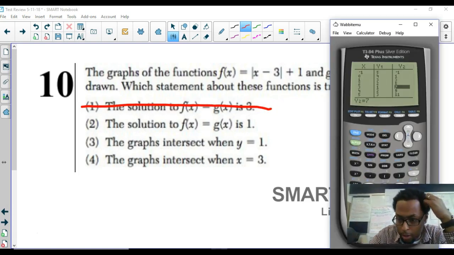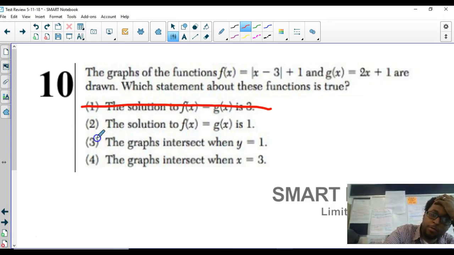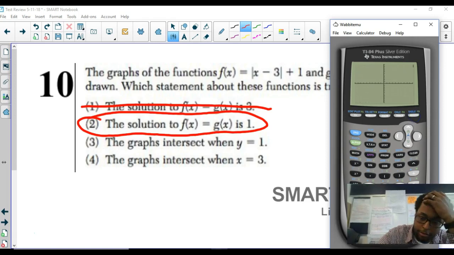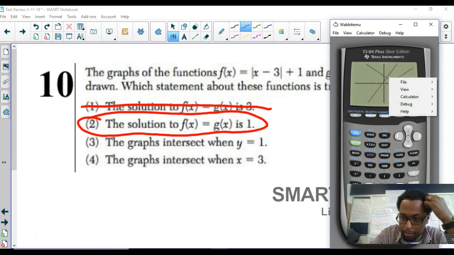Choice 2, solution is 1. Let's go to 1. When x is 1, y is 3, both y's are 3, so this is your answer. To confirm that, just so you're clear, press graph. Look at the graph. That's one graph. This is the other graph, and they intersect right at that point right there, okay?